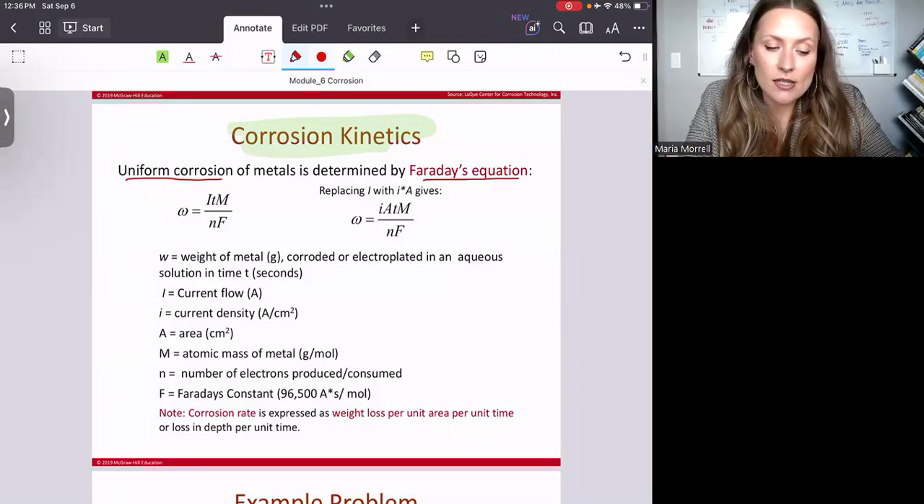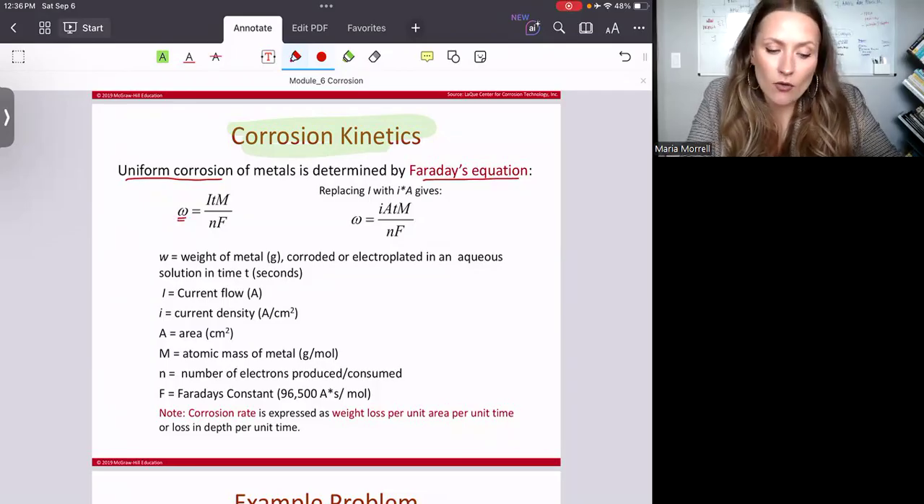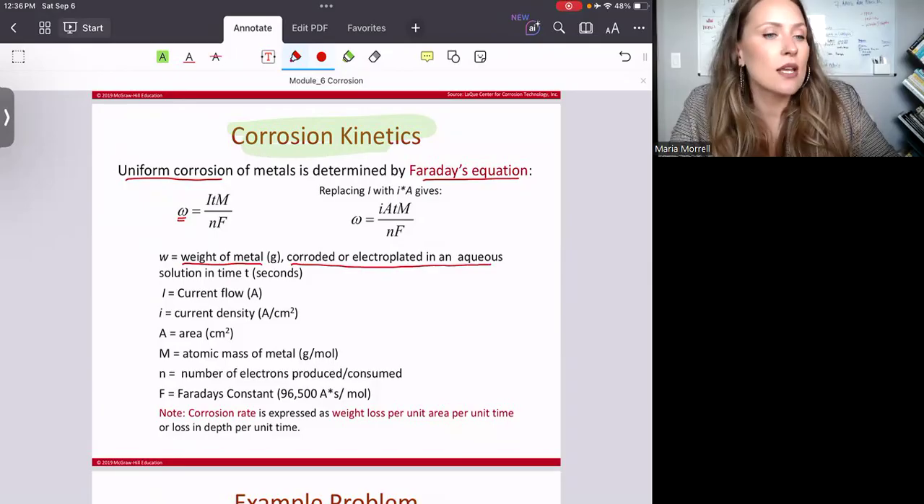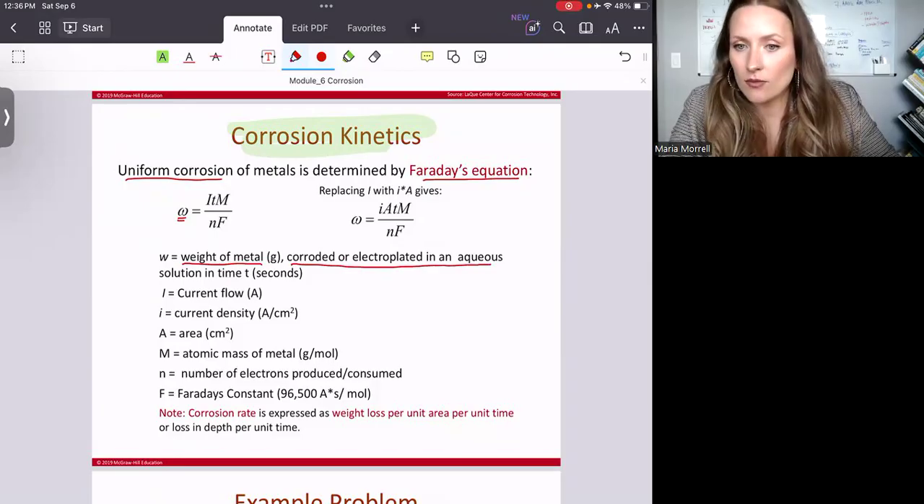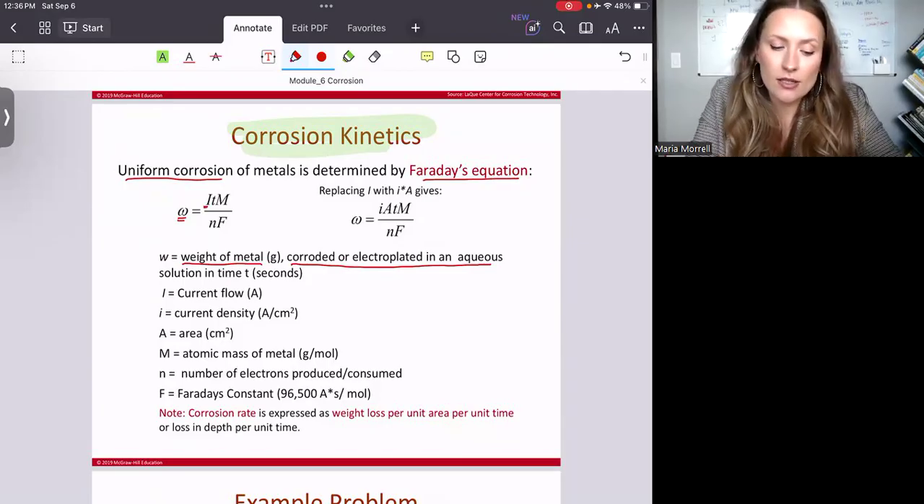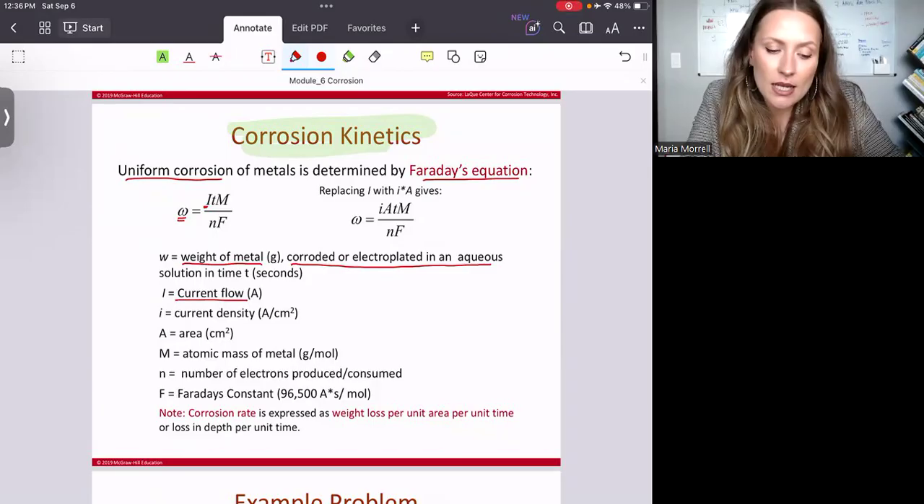And the equation states as follows. This omega is the weight of metal in grams that is either corroded or electroplated in the aqueous solution in time t. Okay? So then I is going to be your current flow, which we measure in amps. t is going to be the time in seconds. Well, I guess it says right here.